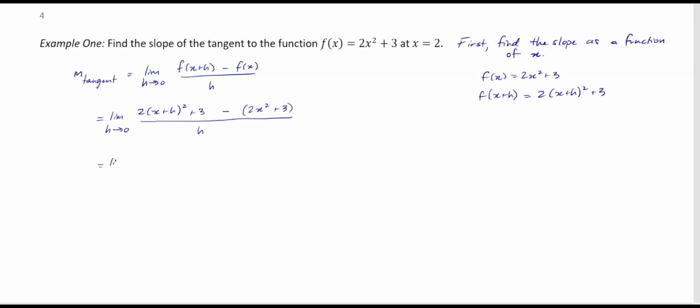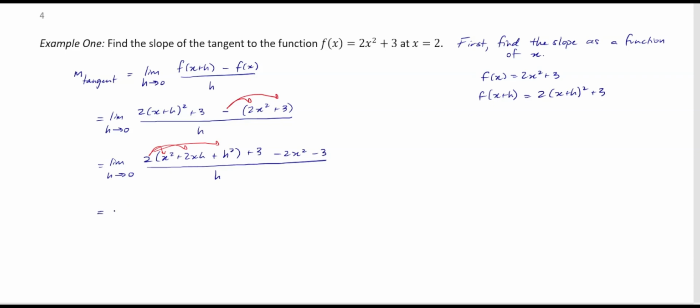I keep going, limit as h approaches 0. I'll expand this bracket, so this is 2 times (x squared plus 2xh plus h squared) plus 3. And now what I'm going to do is distribute this negative into the bracket. And I get minus 2x squared minus 3 all over h. Okay, in my next line, I'll take this 2 and I'll expand that into the bracket.